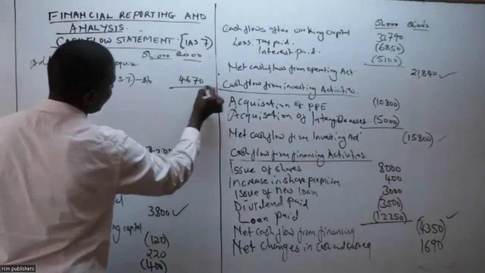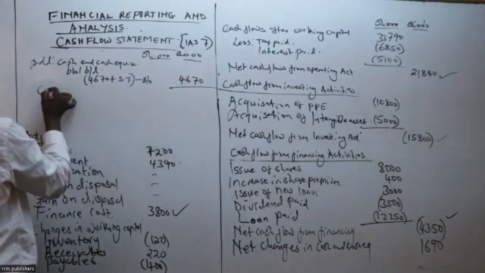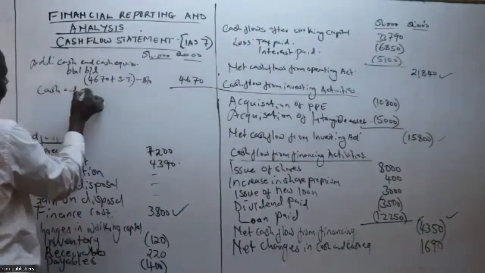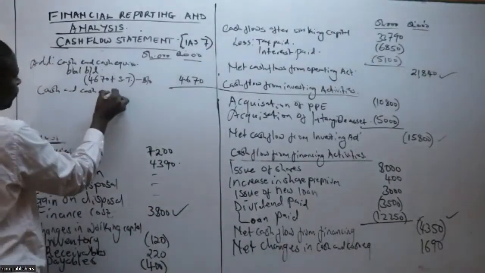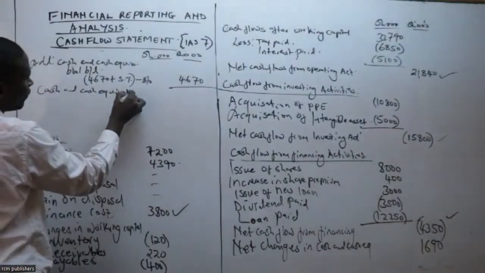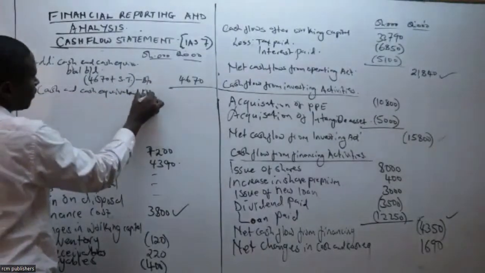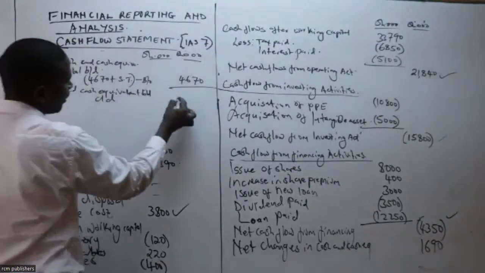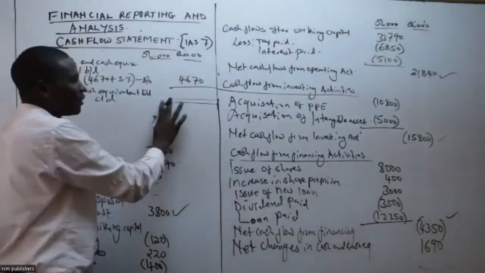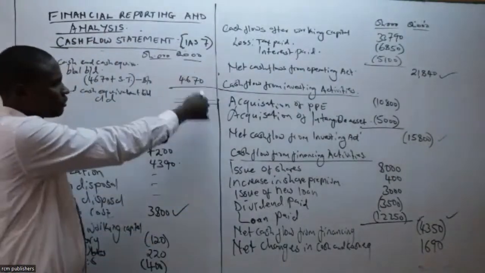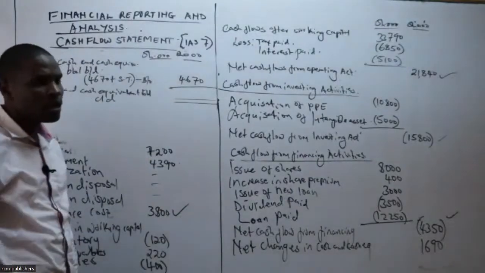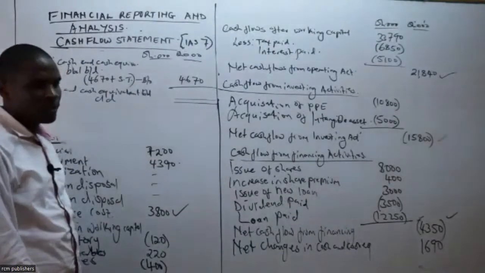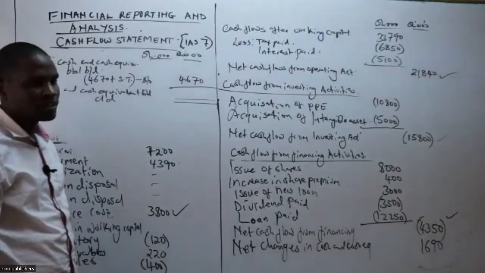4670. So can you add for me so that we get the cash and cash equivalent balance? This is the balance carried down at the end of the period. What are you getting? Add for me 1690 plus 4670. What are you getting now?